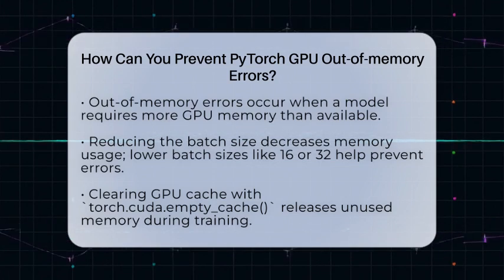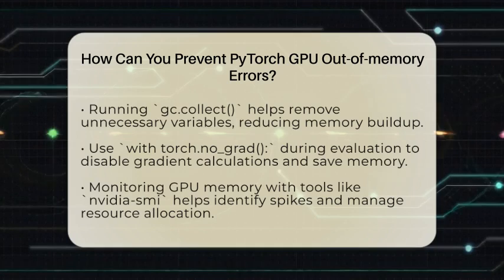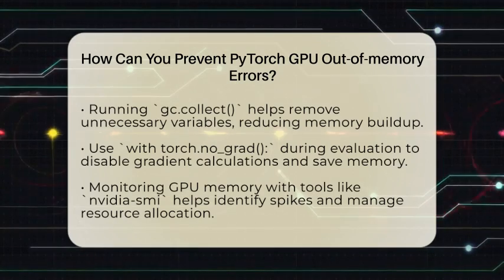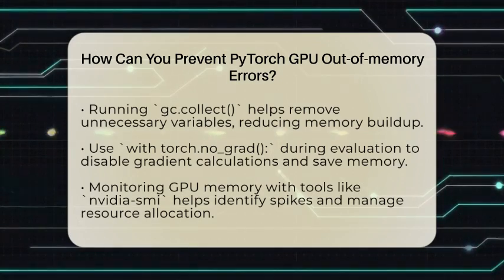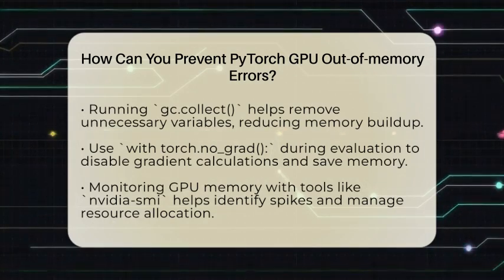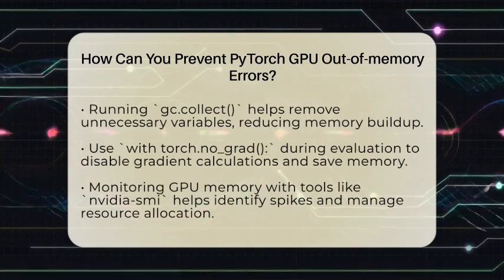Next, PyTorch caches GPU memory to make things faster. Sometimes this cache builds up and causes problems. You can clear it by calling torch.cuda.empty_cache(). This releases unused memory back to the GPU. Also, running Python's garbage collector with gc.collect() helps remove variables that are no longer needed. Doing these steps regularly during training or evaluation can prevent memory buildup.